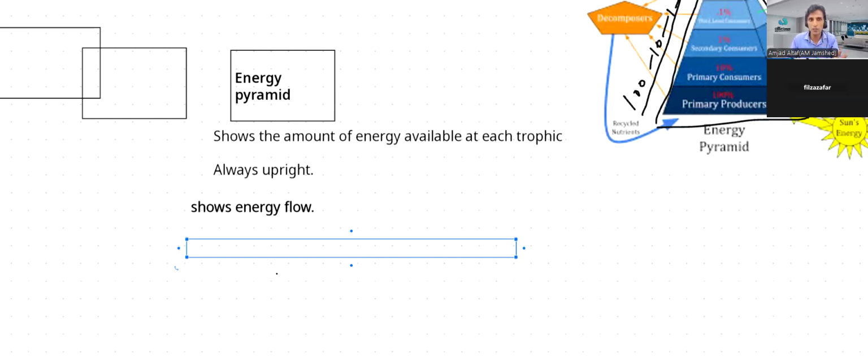What's the function of the energy pyramid? I have already told you that the function of the energy pyramid is just to show you the flow of energy, the pattern of the flow of energy. This is what we always understand from here.